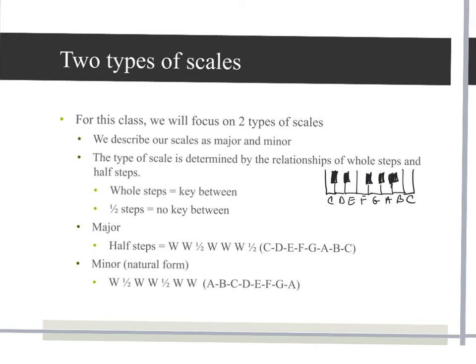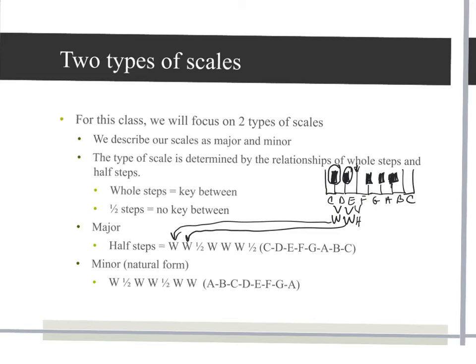So a whole step would be like C to D is a whole step. Why is it a whole step? Because there's this key between. D to E is a whole step because there is this key in between. Okay? So here's our major scale already, C to D. Now, where things get a little bit tricky is E to F. E to F is actually a half step. Why, you ask? There's no key in between.